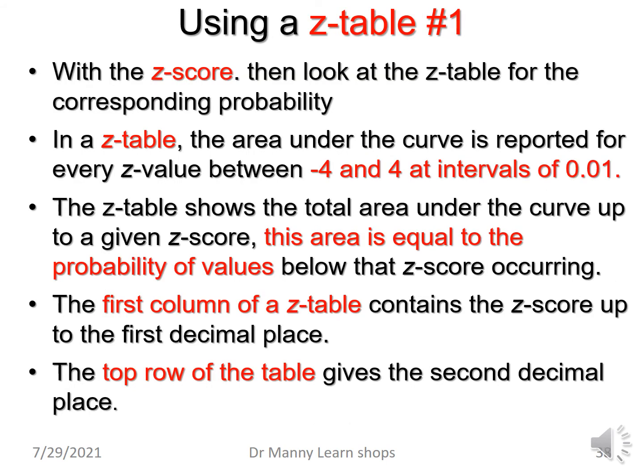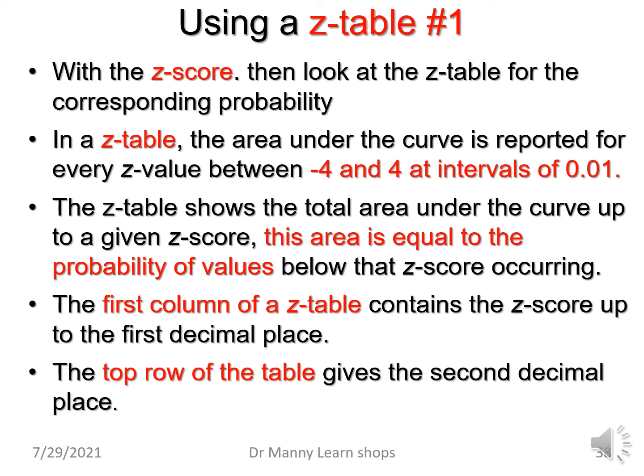So, using a Z-table, when you use the Z-score, then you look at the Z-table for the corresponding probability. In a Z-table, the area under the curve is reported for every Z value between -4 and 4 at intervals of 0.01. The Z-table allows the total area under the curve up to a given Z-score. This area is equal to the probability of values below the Z-score occurring.